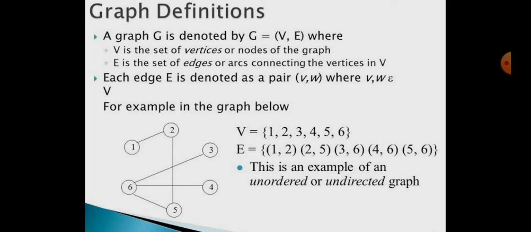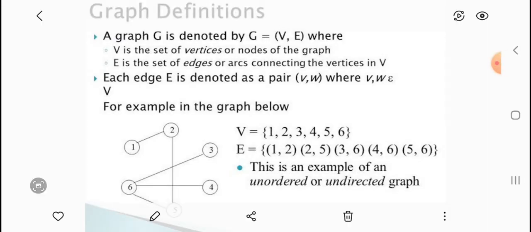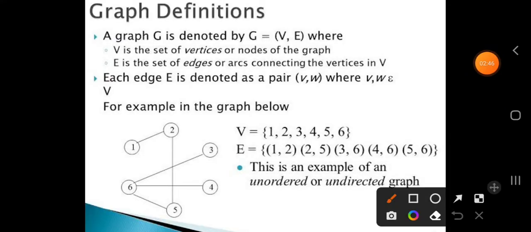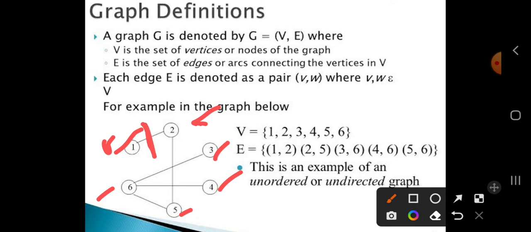For example, consider the graph below. Whatever numbers we have placed over here are called vertices: 1, 2, 3, 4, 5, 6. These are the vertices. And what do you mean by an edge? An edge is nothing but a line which combines a pair of vertices. Here we have 1 and 2, and in order to combine these two we use this line. This line is an edge.